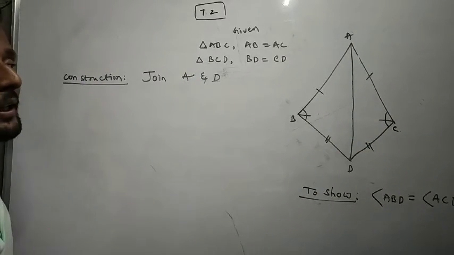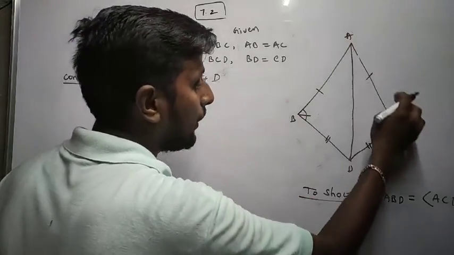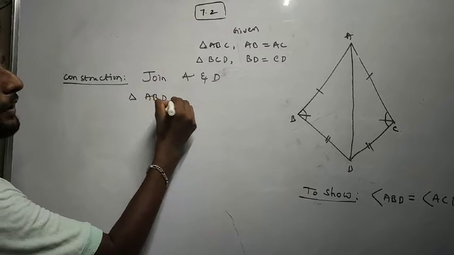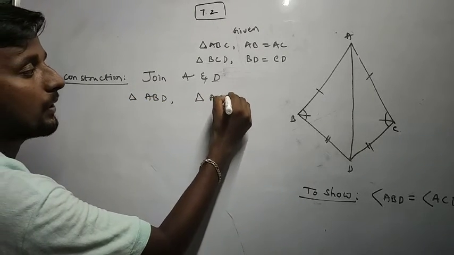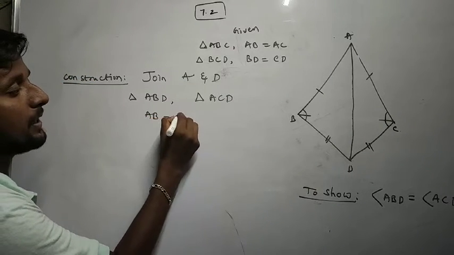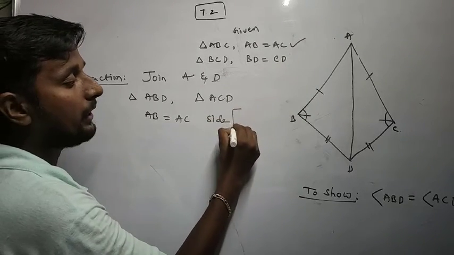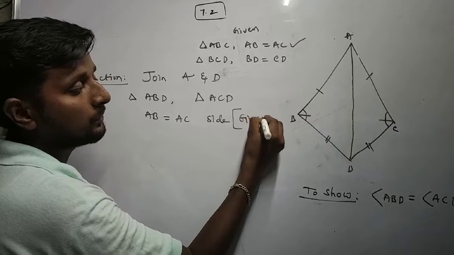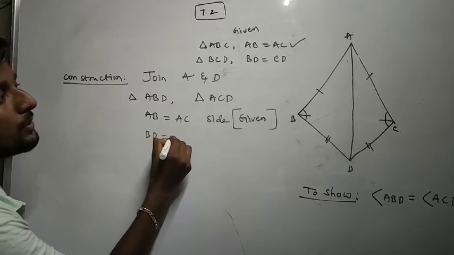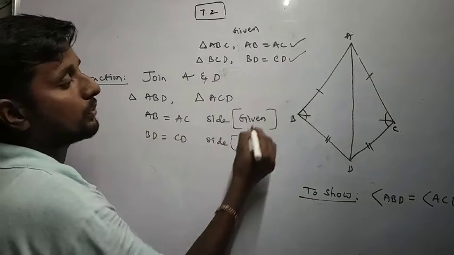What happened after joining AD? We got two new triangles. One is triangle ABD and one more triangle ACD. So in triangle ABD and triangle ACD, correct? Start comparing. Okay. So here I can write AB is equal to AC. It's a side, and the reason for equality we already know. Next, BD is equal to CD, that is also a side, and we know that also.